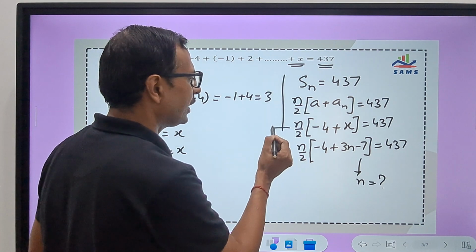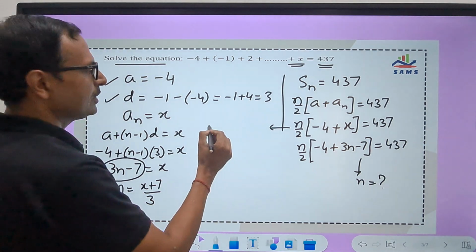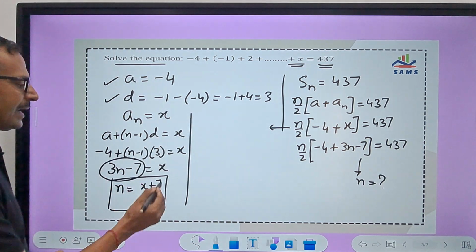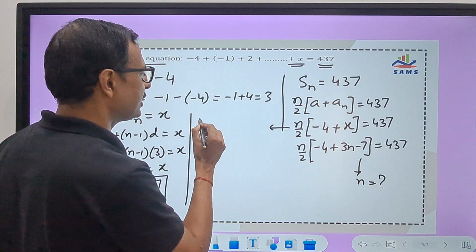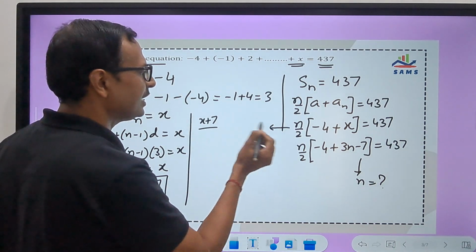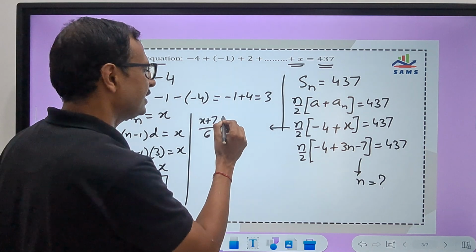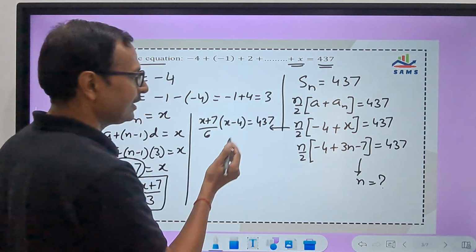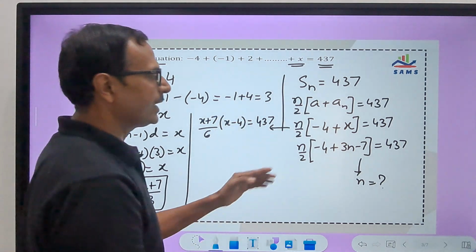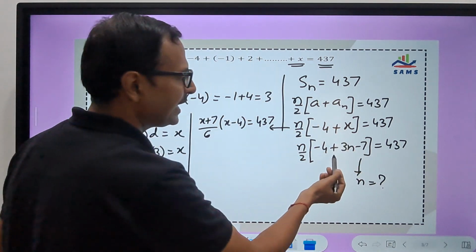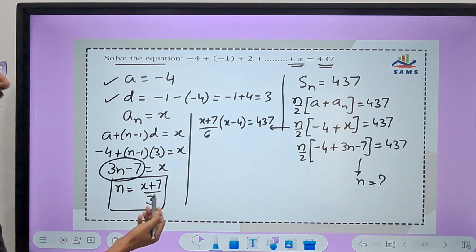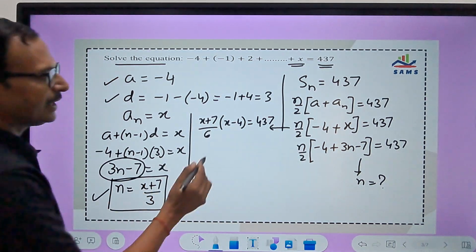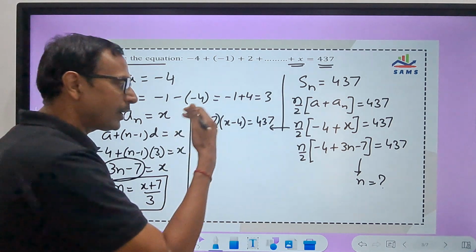Or you can deviate from here and start with this value n. N is (x plus 7) upon 3, so when I put it here, (x plus 7) upon 3, 3 2s are 6, and then (x minus 4) equal to 437, and we can find the value of x directly. So either you can do like this by eliminating x, finding n, and then finding x, or you can directly eliminate n using this. And now this is the quadratic which you will get.